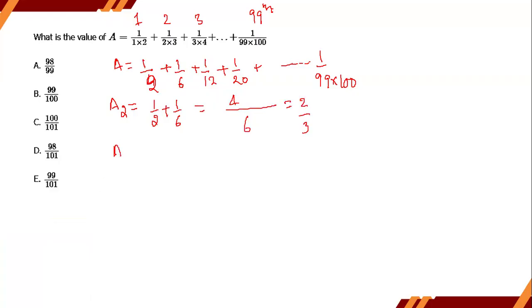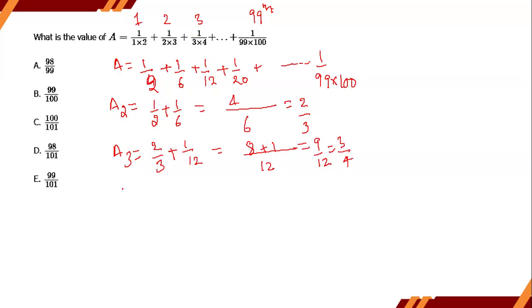And now let's find out the cumulative sum of the first three terms. The cumulative sum of the first three terms is the cumulative sum of the first two terms plus the third term. So what is the third term here? It is 1/12, right? So with this we get 8 plus 1, so this is 9/12. So 9/12, that is 3/4.